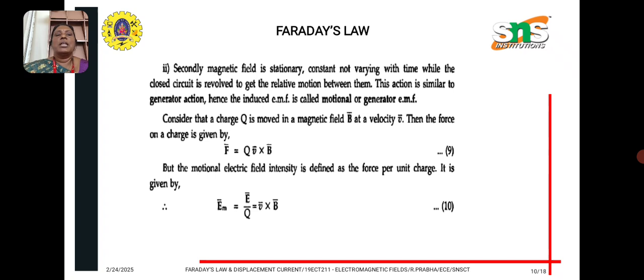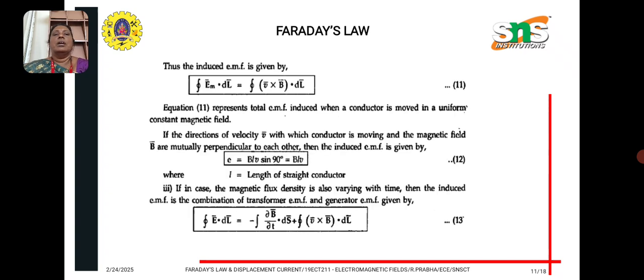And the motional electric field intensity is denoted by E_m, and it is the force per unit charge, that is F by Q, and we can write this as V cross B. And the induced EMF, now we can write integral over the closed path E_m dot dl is equal to integral of (V cross B) dot dl. So this equation represents the total induced EMF moved in a uniform constant magnetic field.